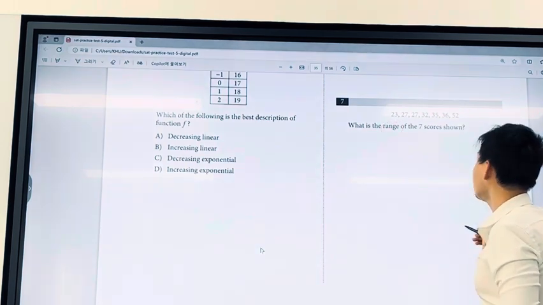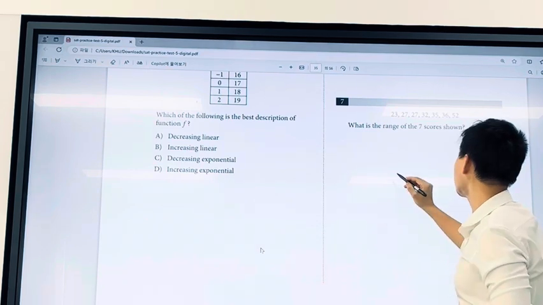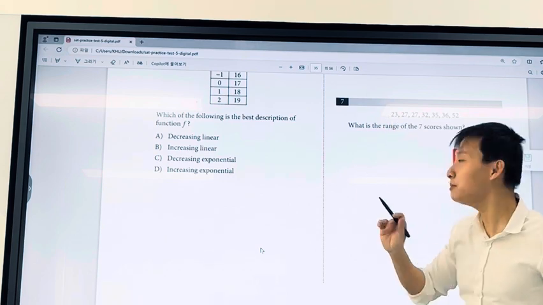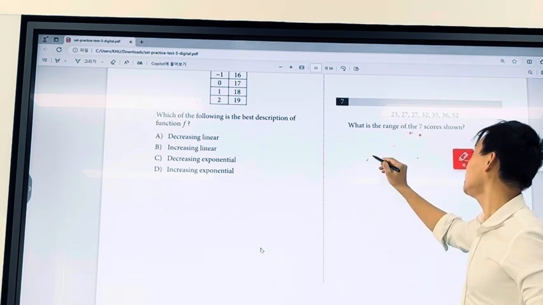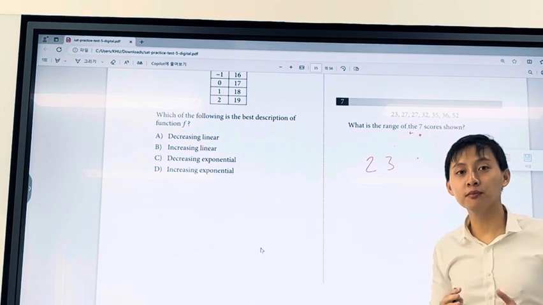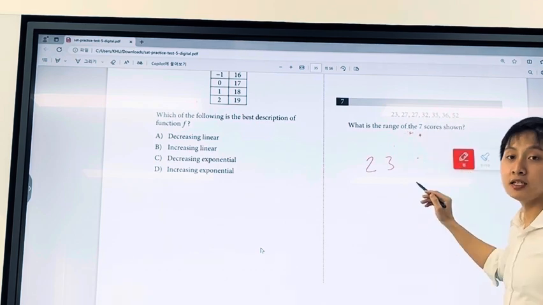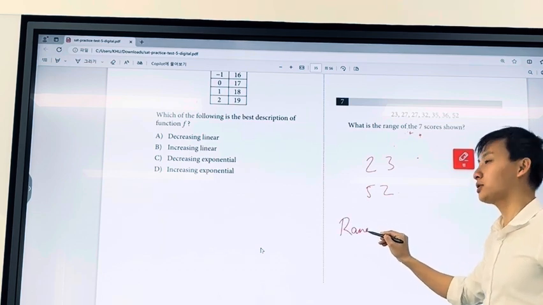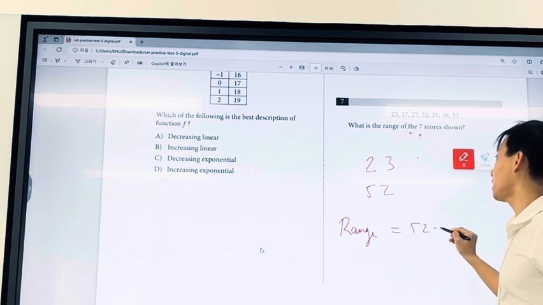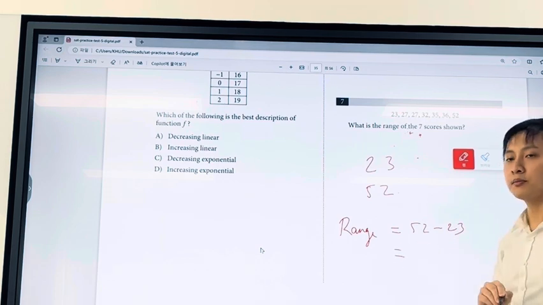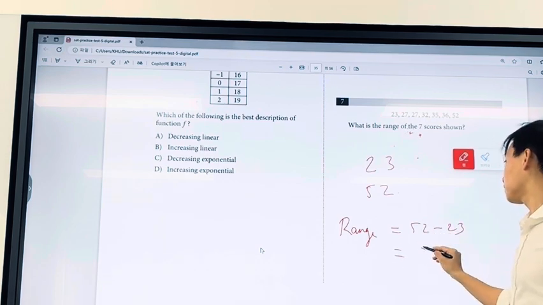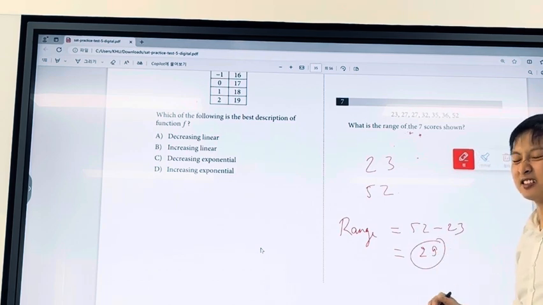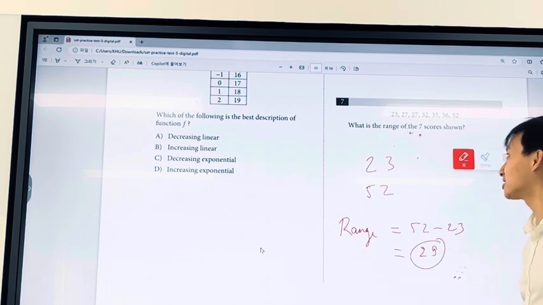Okay, so for this question, the first step is to find out what the minimum is. What is the minimum on this list? It's going to be 23. And what is the maximum? Let's see, it is 52. So to find the range, you just take 52 minus 23. It's going to be 26, right? If I computed correctly, this is the answer.